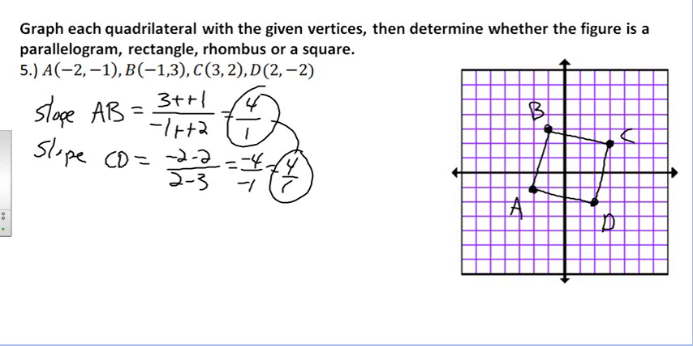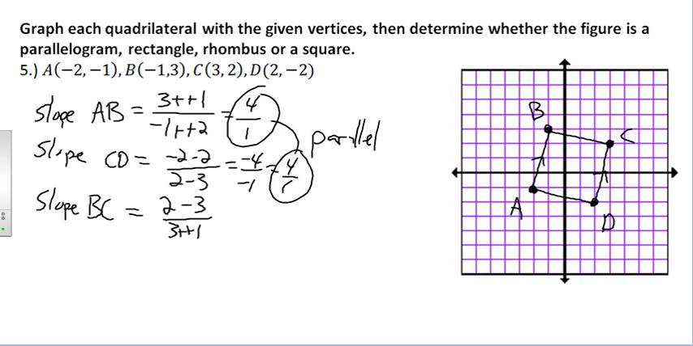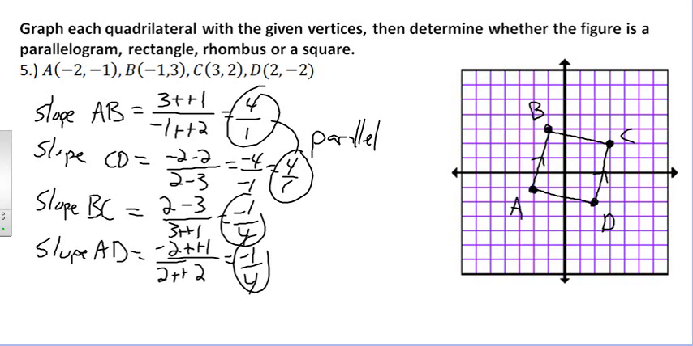So I know I have one set of parallel sides. Now to do the other set of sides, we're going to find the slope of BC. The slope of BC is 2 minus 3 over 3 minus -1. That's -1 over 4. And the slope of AD is -2 minus -1 over 2 minus -2. I get -1 over 4 again. So those are also parallel to each other. So with two sets of opposite sides that are parallel, I know I have a parallelogram.